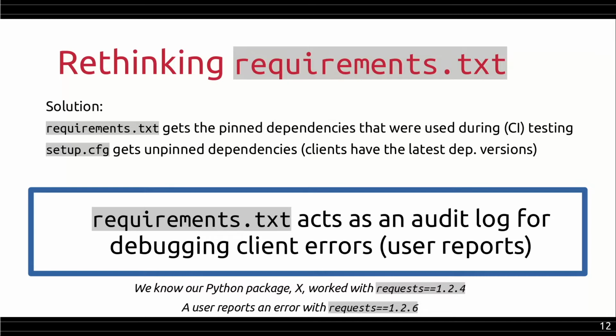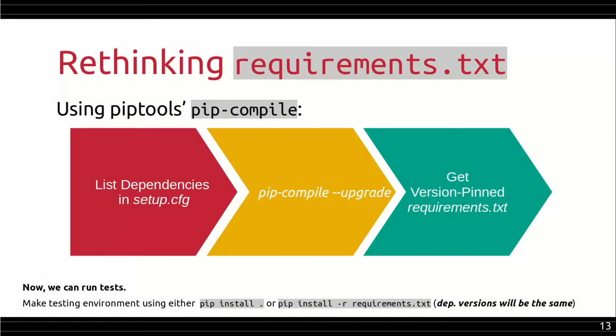Now we know if a client reports an error and they used one version of a dependency, we can benchmark that against what was run during our testing. Maybe we can rerun tests. This will help us. And there's a tool for this.